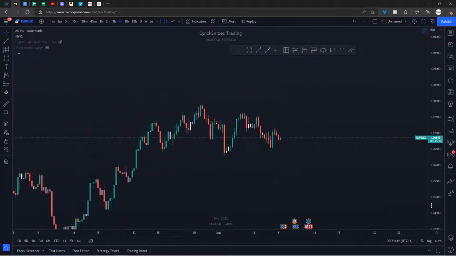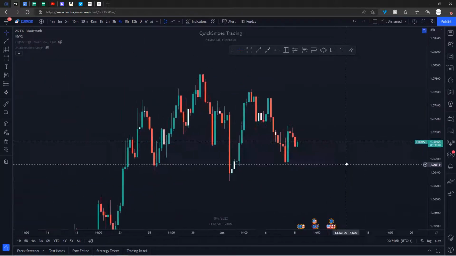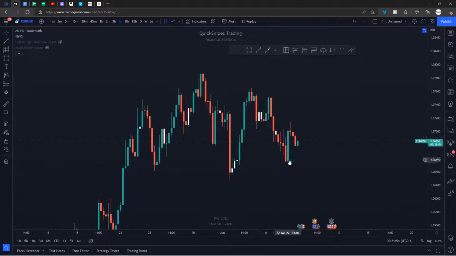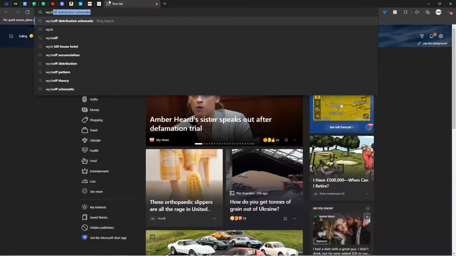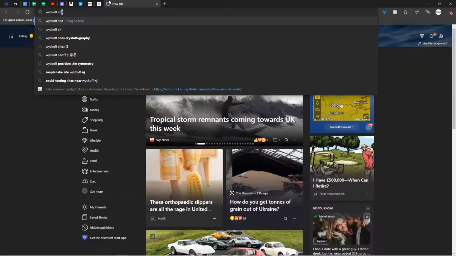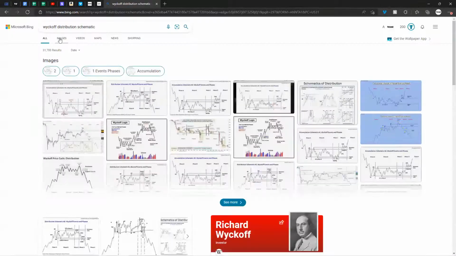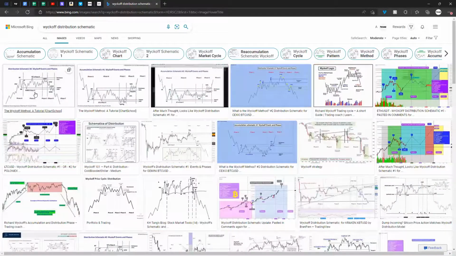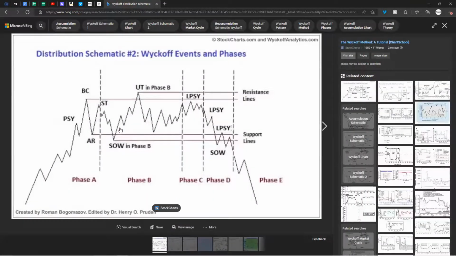Well, what I can see is that we are in a bit of a Wyckoff schematic. We're in a distribution phase. For those of you who don't know what Wyckoff distribution is, it's a schematic that you're able to observe on any time frame, and it's basically a range. So let's try get this up.